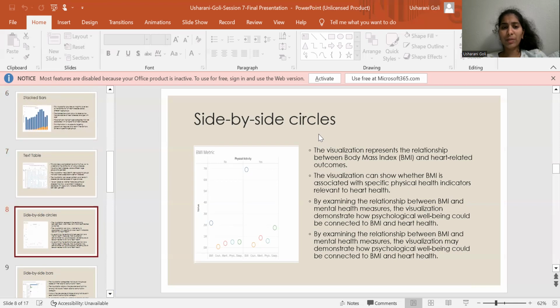Coming into the next slide, that is side by side circles. That is the BMI metric, which represents a relationship between BMI, that is body mass index, and heart related outcomes. The visualization can show whether BMI is associated with specific physical health indicators relevant to heart health. By examining the relationship between BMI and mental health measures, the visualization demonstrates how psychological well being could be connected to BMI and heart health.